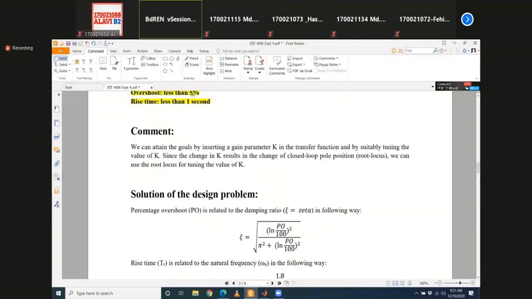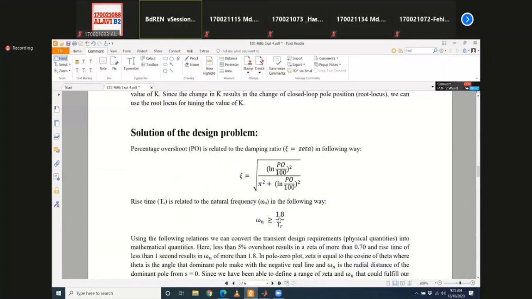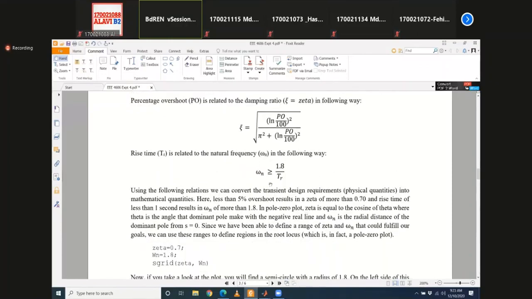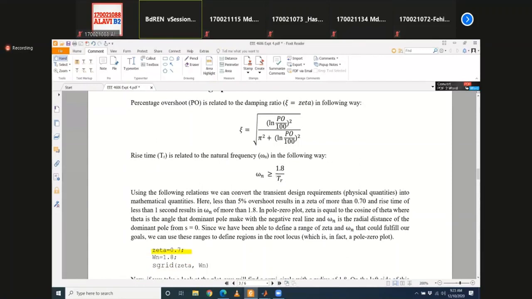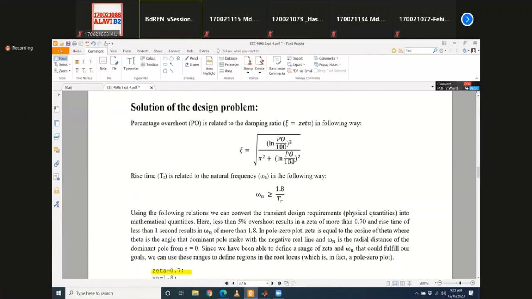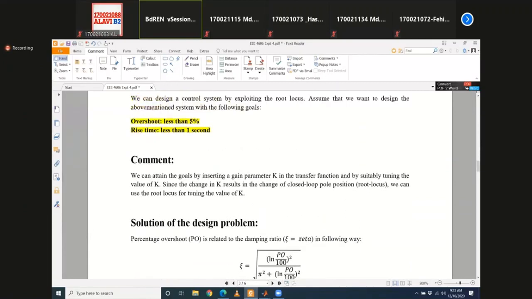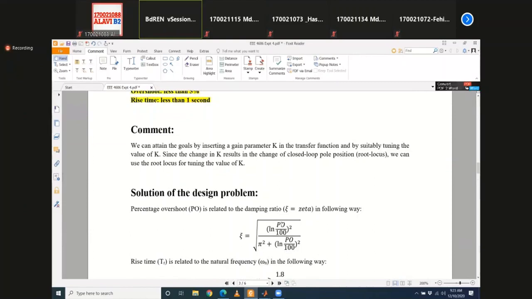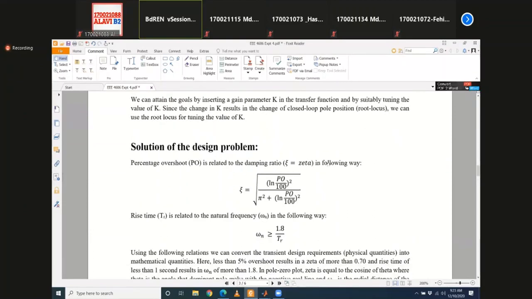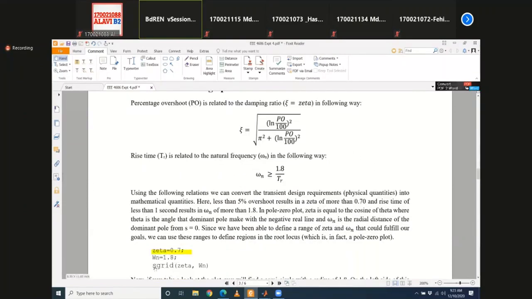So place these two values, 5 and 1, in these two formulas. You'll get two values for zeta and omega n. Zeta equals 0.7 and omega n equals 1.8, because 1.8 by 1 is 1.8. You have to take note of whether they should be greater than those values or lower. For overshoot less than 5%, if you put 5 in this equation, the damping ratio should be greater than whatever value you obtain. So zeta should be greater than 0.7.